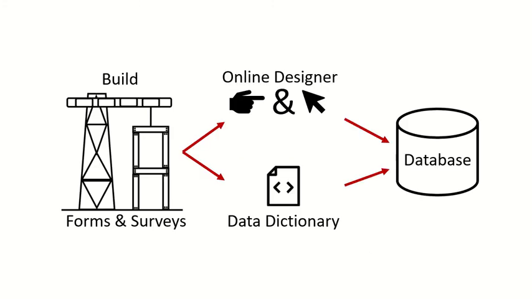So your main thing that you're going to do after your project setup is started is you're really going to spend most of your energy and time in the online designer and or the data dictionary. This is where you're building your forms and your surveys. And when you're building in the online designer or the data dictionary, what you're doing is you're building out your database. So you're building out that grocery store.